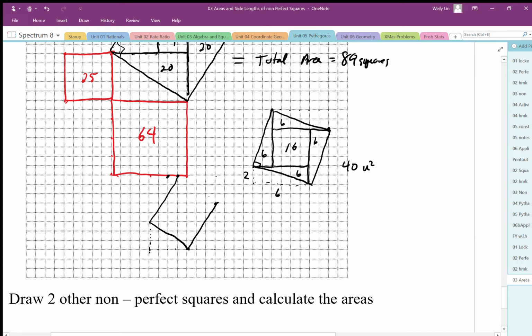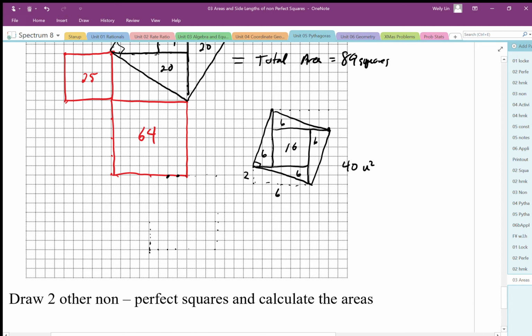And again, that's going to give me 3 and 5. 1, 2, 3. Oops, hold on here. 1, 2, 3, 4. Ooh, that one was wrong. Okay, I'm going to have to do this again.